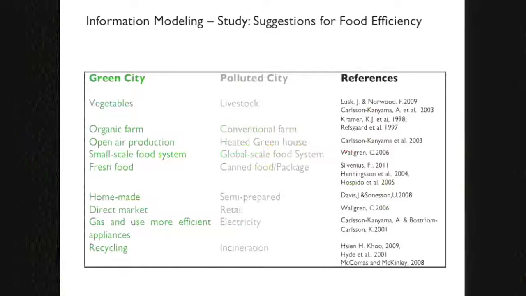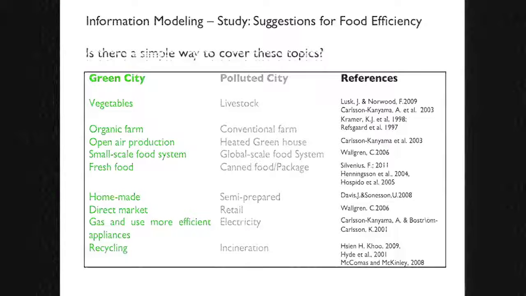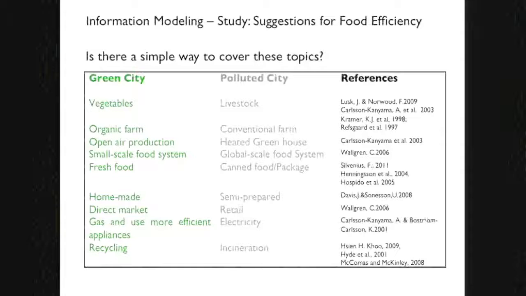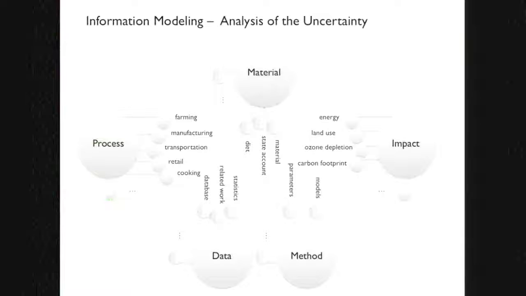And then we go to the third study, the third example. It is a review of the papers I read about this food topic. You can see there are so many suggestions for food efficiency, covering everything from the farming end to the recycling part. And the question is, is there a simple way for us to build a model, to give a framework to cover all those topics? And then there's another summary. It's a summary of all the uncertainty in this kind of research.